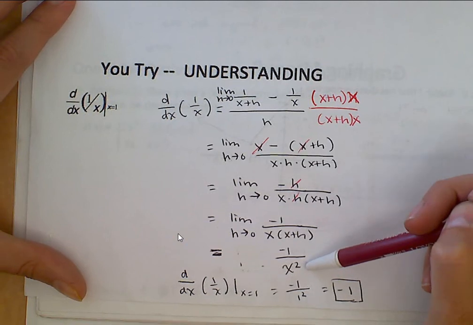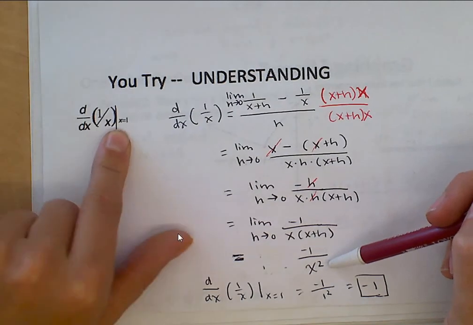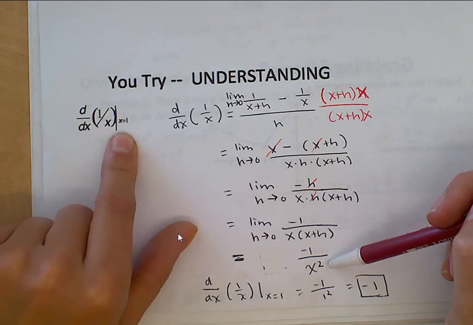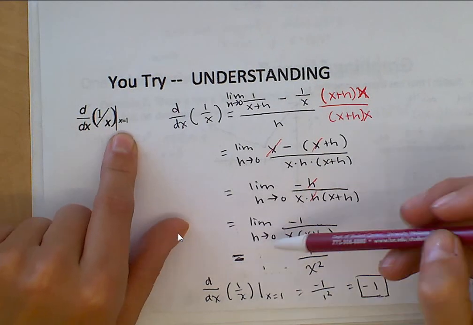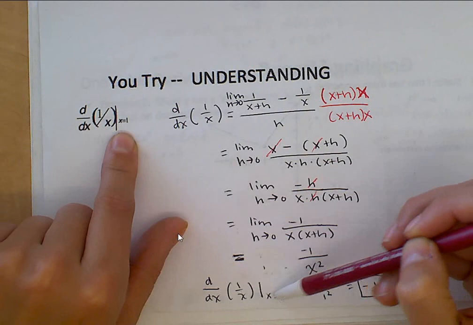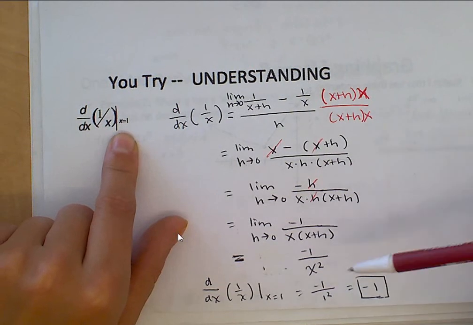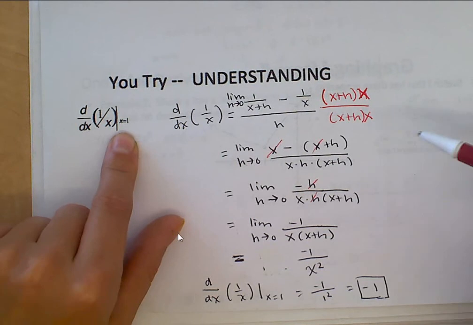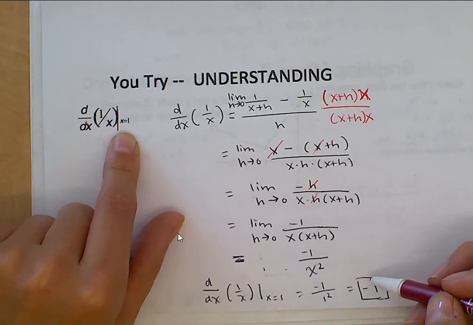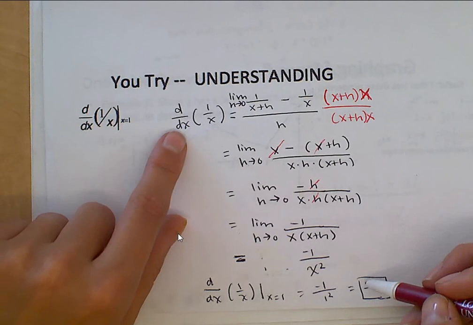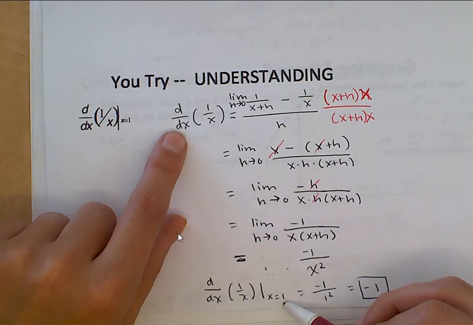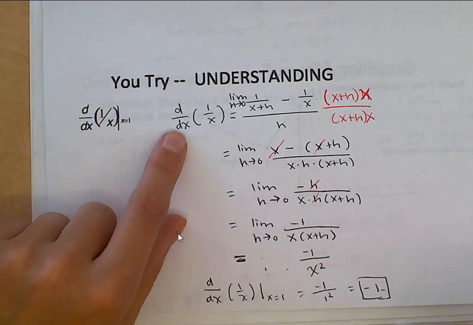And then, because of this notation here, this means solve it and plug in x equals 1. So I plugged in x equals 1 to get negative 1 over 1 squared, which is negative 1. So what this is saying is that the slope of the tangent when x equals 1 is negative 1. So this represents the slope of the tangent when x equals 1.